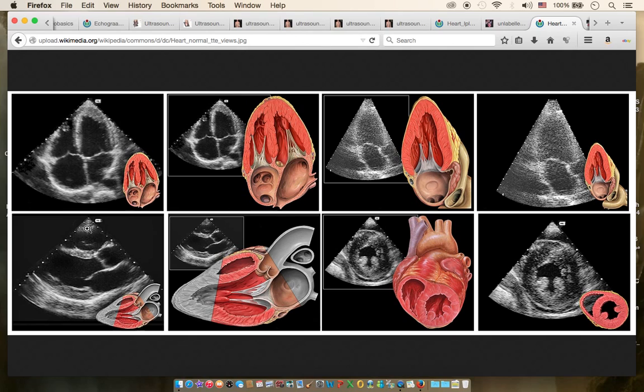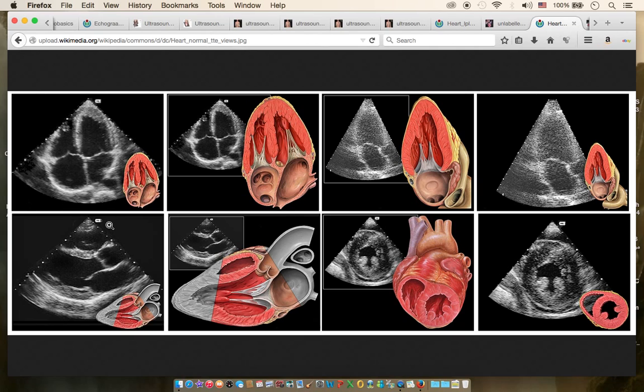Everything here is anterior, in front of you, and everything here is posterior. That means this is, for example, the anterior wall of the right ventricle, and this is the posterior wall of the left ventricle. The anterior wall of the right ventricle is anterior, and the posterior wall of the left ventricle is posterior.